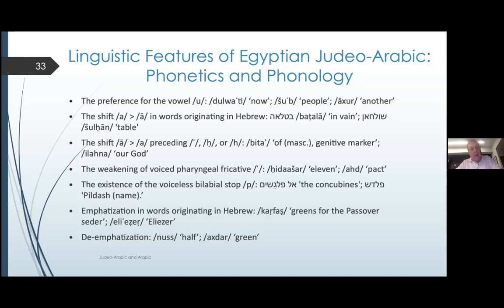And on the other hand, we have the opposite, the de-emphatization. So instead of a sad in nus, it's nus, without sad, with a sin. Or akhdar, not akhdar with a dad, but with a dalet, akhdar. So less emphatization. We see it in Egyptian Arabic, but mostly among Muslim women, right? Jews, we have it all across the community, men and women.